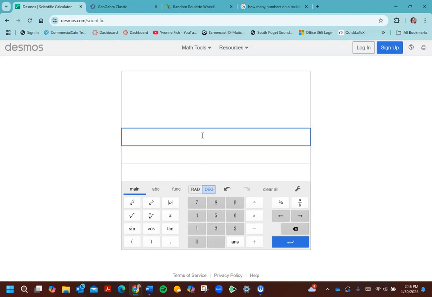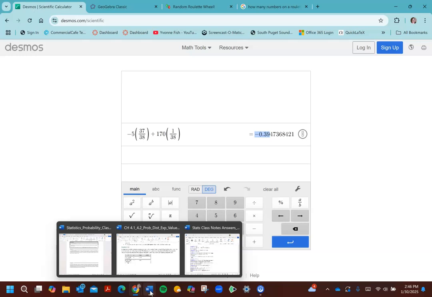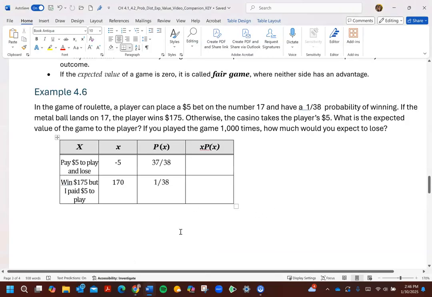And then we go over to Desmos scientific calculator, and you can just type those things in. So you type in -5, then put some parentheses, and that would happen, we had 37 out of 38, and then make sure you arrow over before you put the other parenthesis, and then plus my 170, because I didn't get all 175. I mean, I had to pay 5, so I need my net winnings, and then that would be times 1 out of 38, and then I add those up, and I get -0.3947. So I'm going to make it into dollars and cents, so I can just copy and paste that into my little answer box over here.